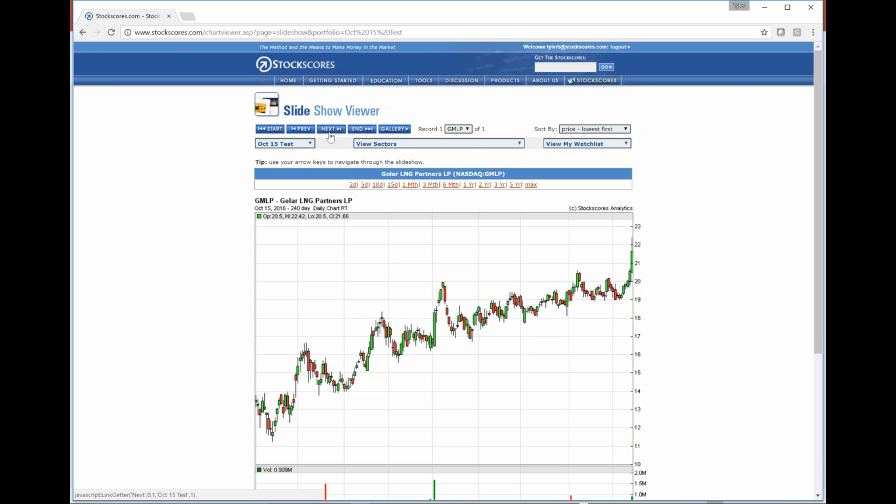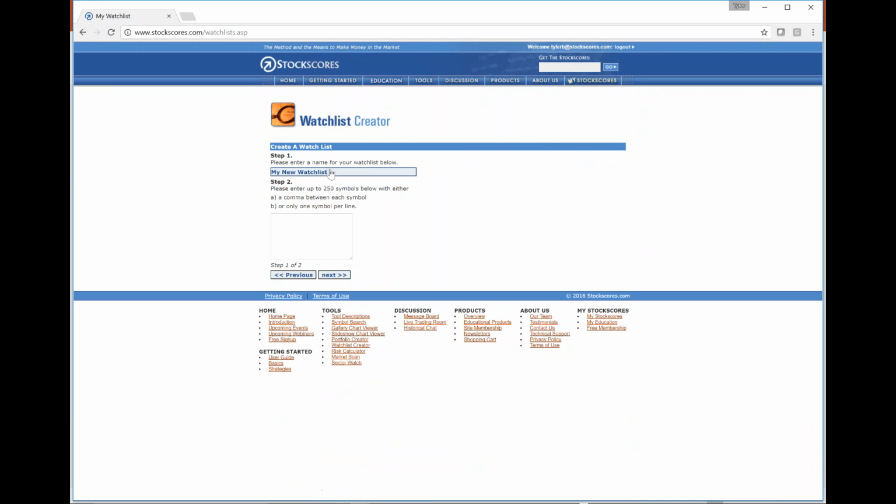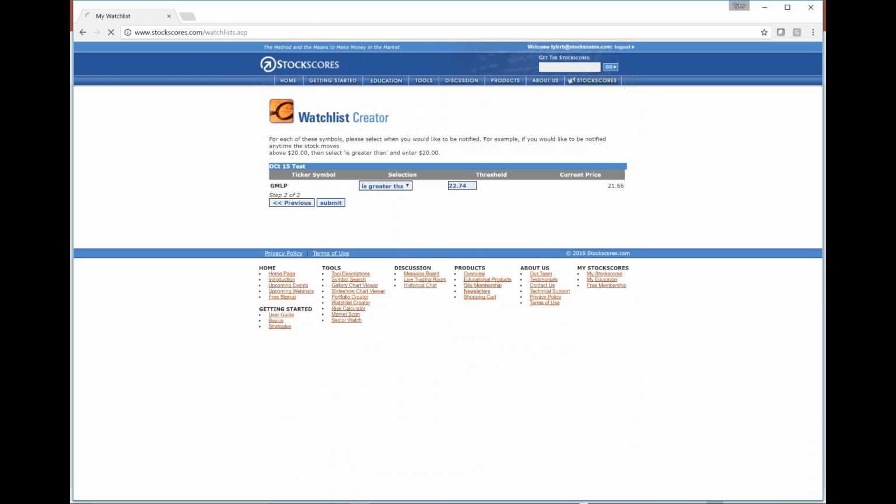All right, so that's how those tools work. Now, the difference with the watch list creator is you don't actually enter in any price information of what you paid for it. It's just a way to build a list of stocks to watch. So I can call this October 15th test as well. I can put in GMLP and click next and then submit.